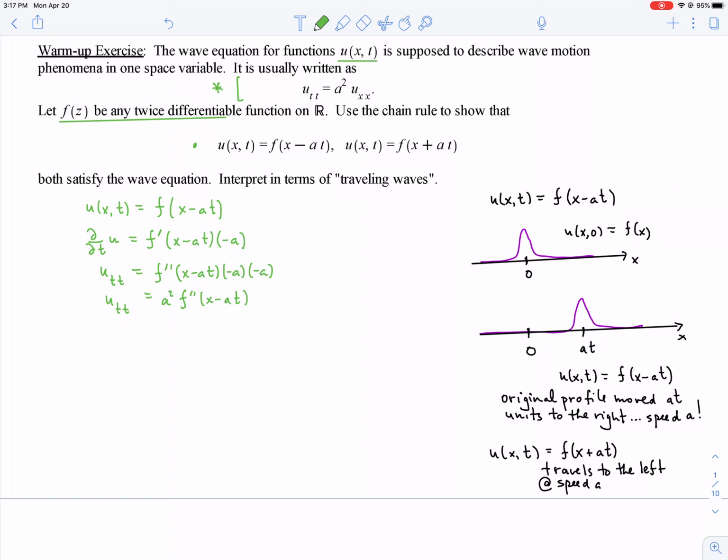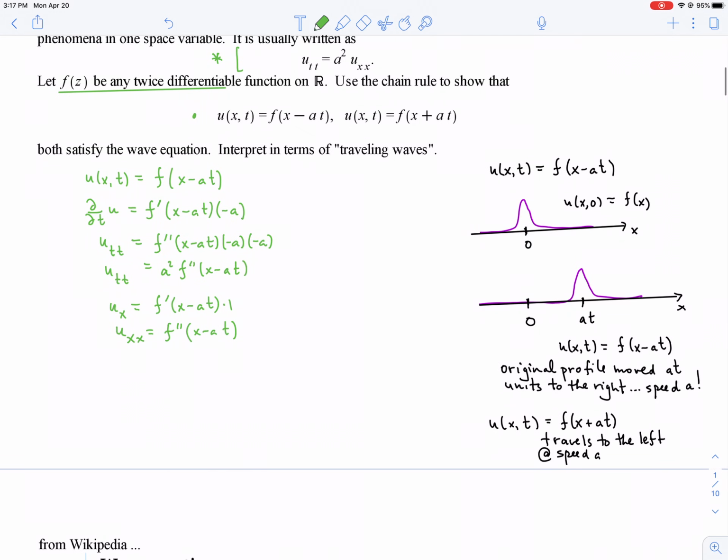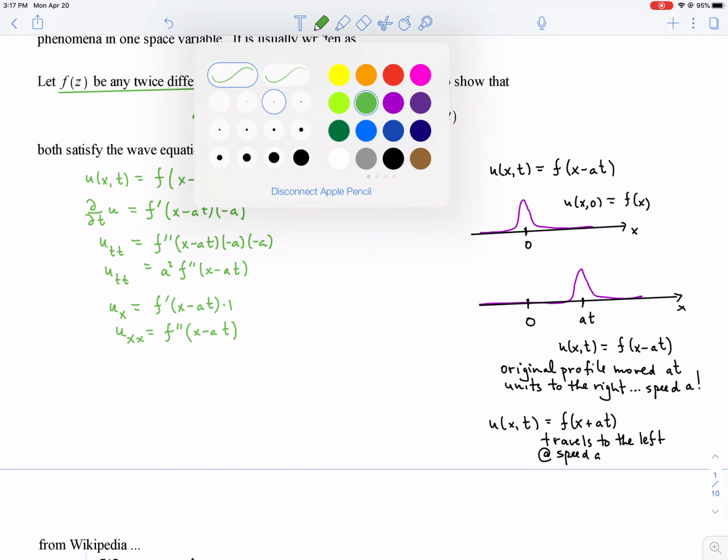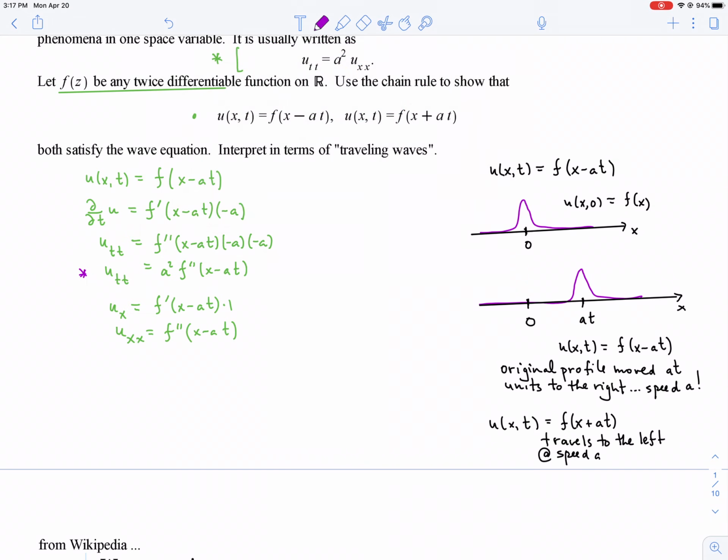Now let's try the x partials. So u sub x is, well, I take the derivative of f with respect to z, that's f prime at z, and I take the derivative of the stuff inside with respect to x, which is just 1, and similarly the second x partial will be f double prime at x minus at times 1 squared, which is 1. And so notice when I compare the left side of my partial differential equation to the right side, which is a squared u sub xx, they agree.